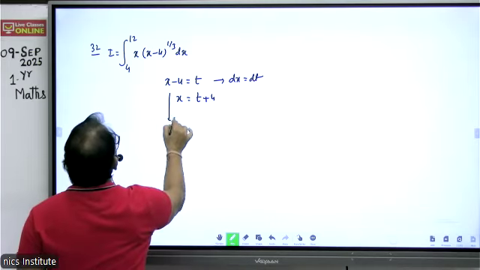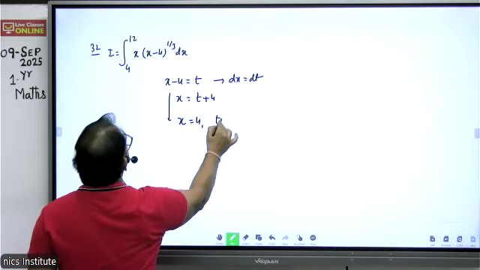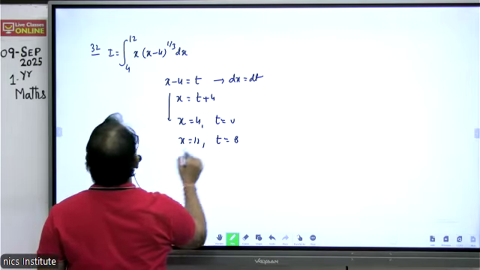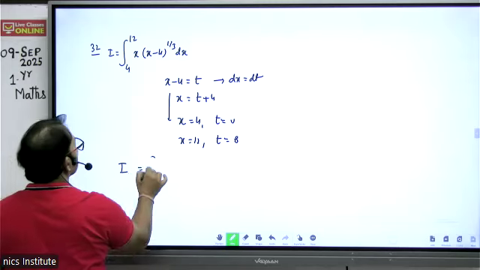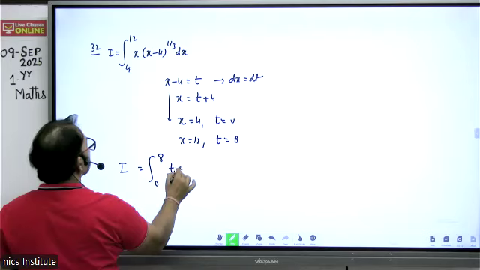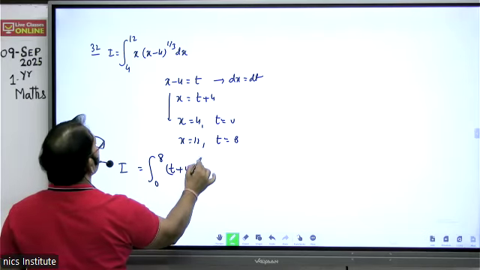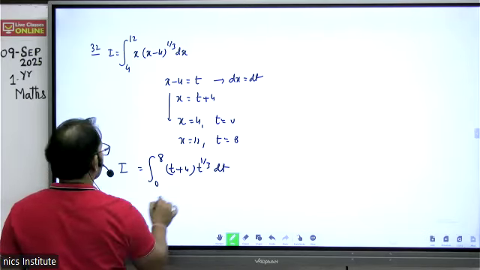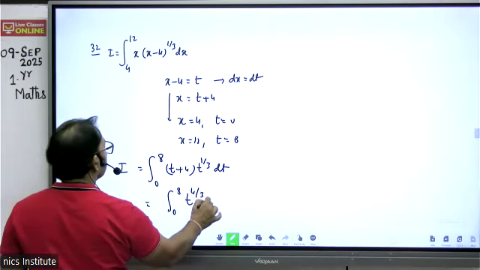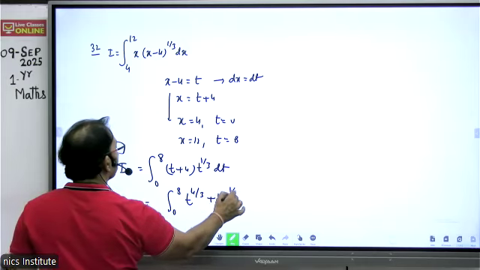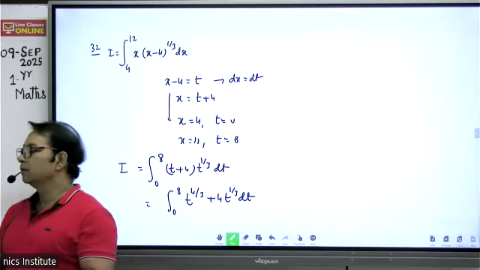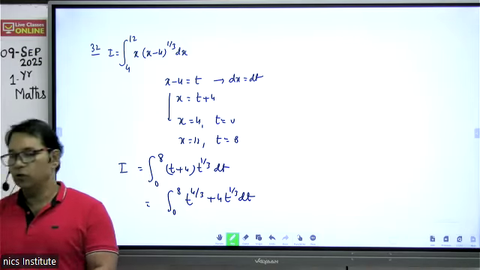How do you change limits? When x is 4, t would be 0. When x is 12, t would be 8. So the integral is now 0 to 8. x is t plus 4, t raised to power 1 by 3 dt. So it is 0 to 8, t raised to power 4 by 3 plus 4 into t raised to power 1 by 3. It's directly integrable. Simply integrate and put the limit now.